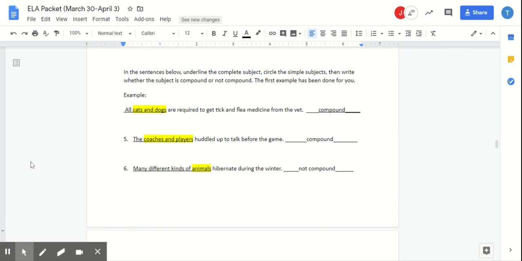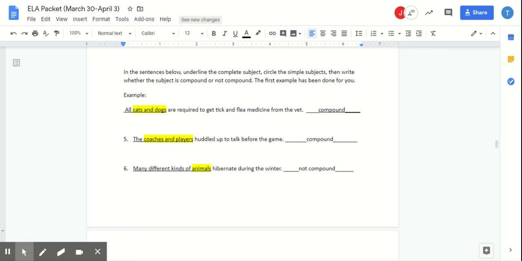All right, let's go through the answers again. So, number 5, the coaches and players huddled up to talk about the game. So, of course, I underlined the complete subject, which is the coaches and players. I highlighted the simple subjects, which are just coaches and players. And then I am saying this is a compound subject because it is giving me two different simple subjects, which are coaches and players.